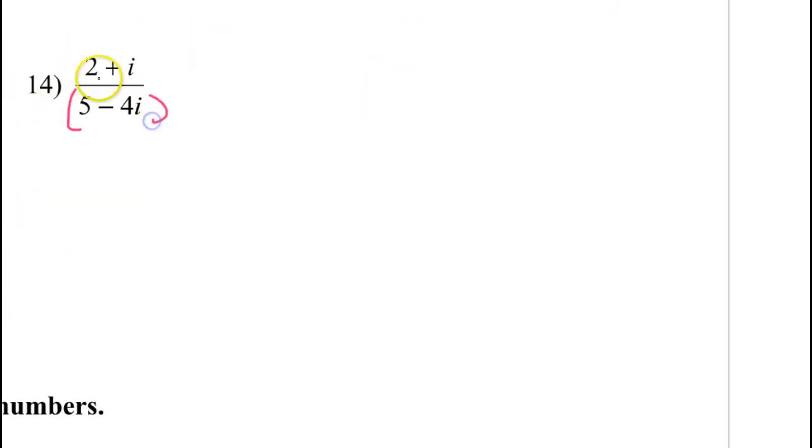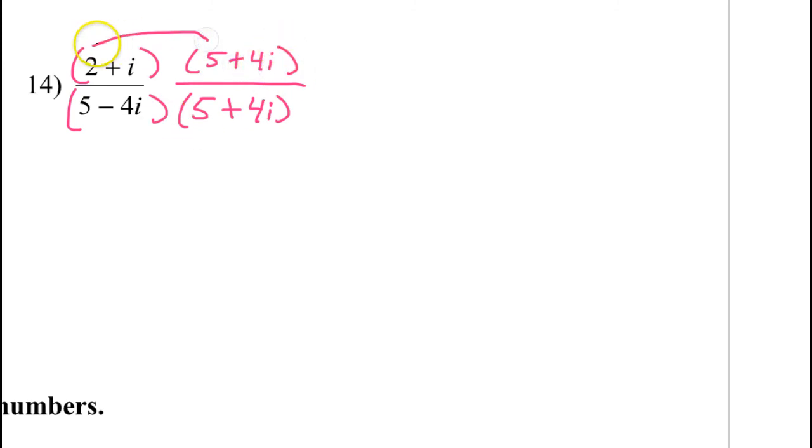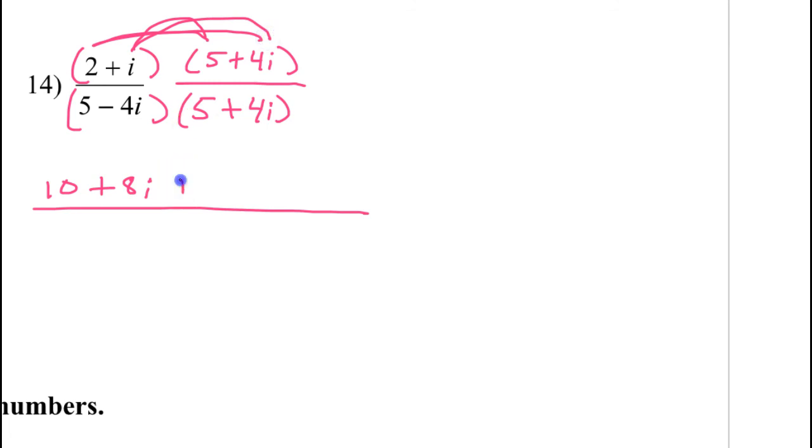Another binomial. So once again, when you have a binomial in the denominator, you need to multiply by the conjugate. Keep the real part the same, do the opposite of the imaginary part, and then go ahead and multiply the numerator by the exact same thing. Okay, I will have to double distribute. So that is going to give me 10 plus 8i. Alright, now I have to distribute the i. So that is going to give me 5i plus 4i squared.